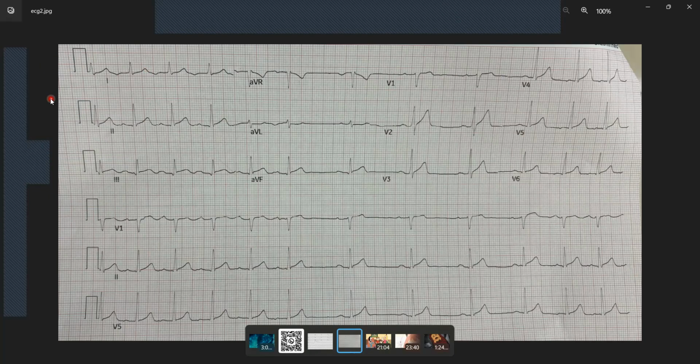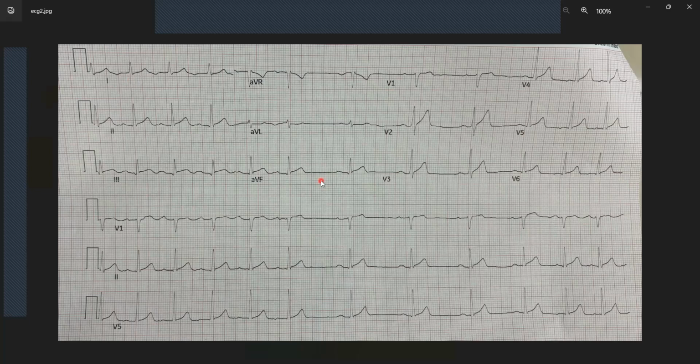Okay, so here we look at leads 1 and AVF, and we can see that they're both pointing upwards. They're both positive deflections, so we know that it's a normal axis. This doesn't mean that everything's okay. It just means that we have a normal axis, and that's it.